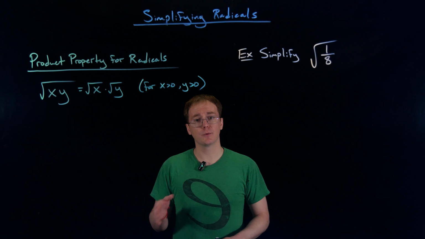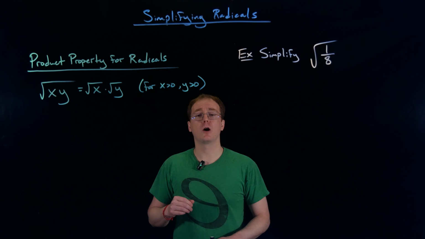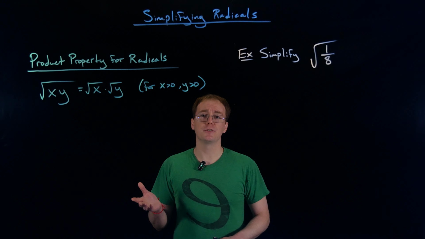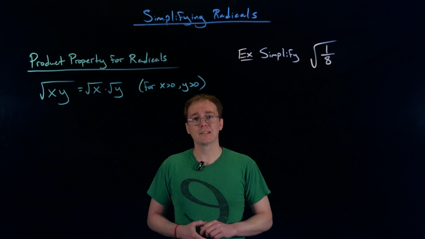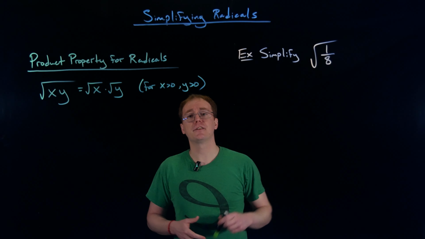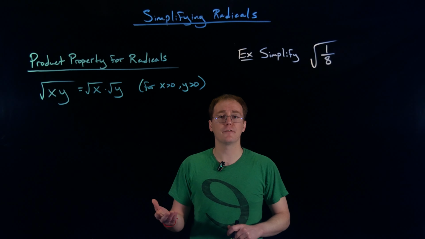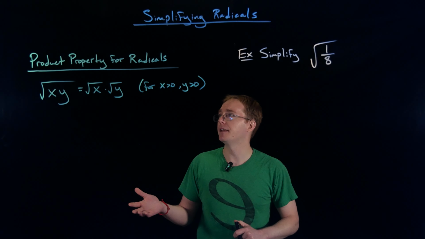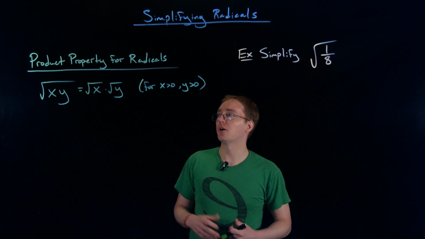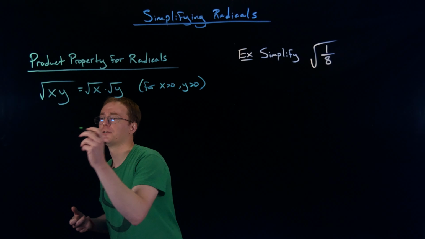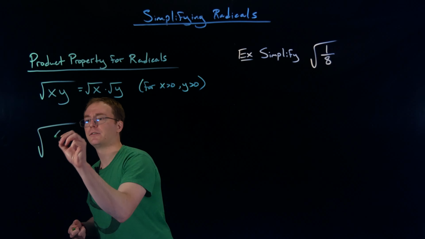And so in order to do this, we are going to use our product property for radicals, but we're really going to use it in a slightly different way, because I think it's easier to view this expression underneath our radical as a quotient instead of a product, but it's really the same thing. So kind of similarly, we can also write a quotient property for radicals, although it's the same thing, so we're not going to give it a new title.